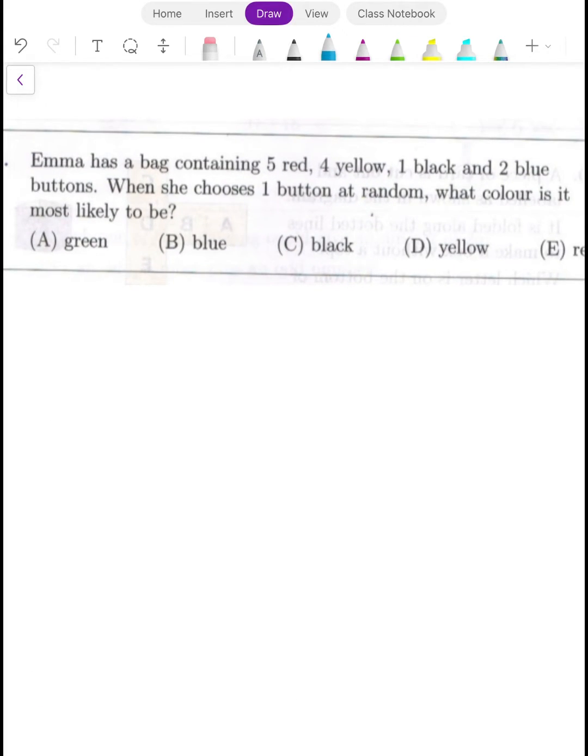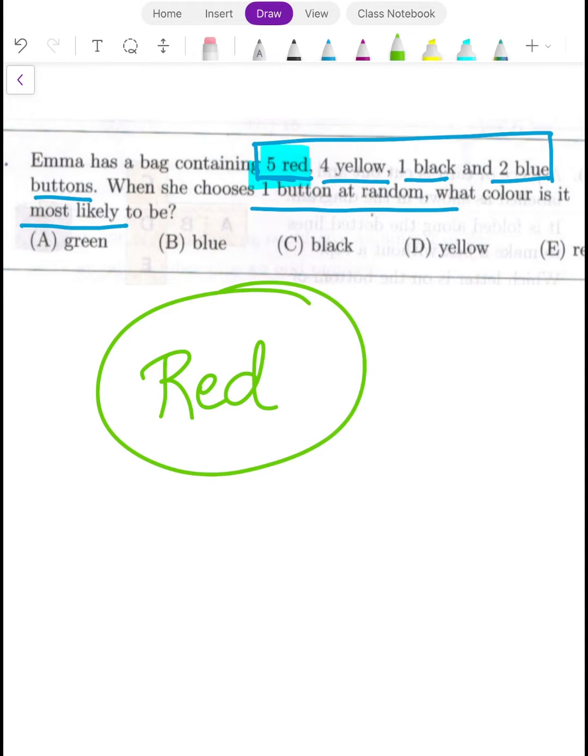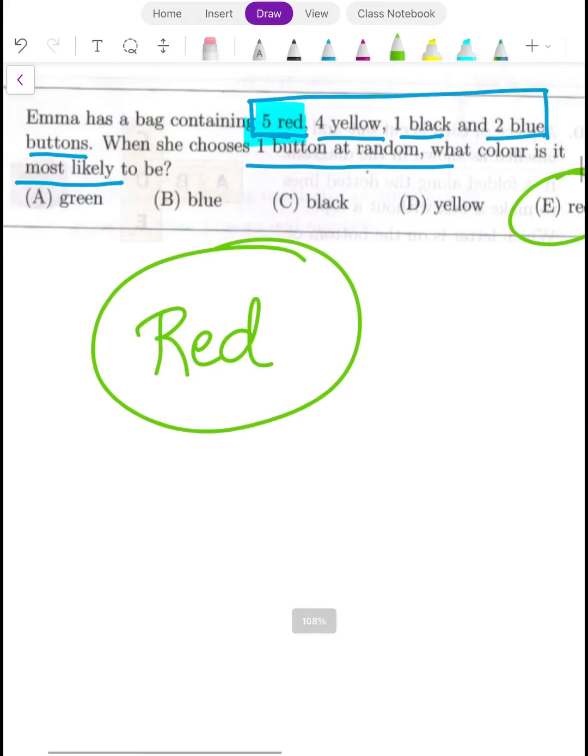All right, again. Emma has a bag containing 5 red, 4 yellow, 1 black, and 2 blue buttons. When she chooses one button at random, what color is it most likely to be? Now she's choosing at random, so the most likely color depends on how many buttons there are of each color. Since there are 5 red buttons, which are more than any other, the chance for red to be chosen is much higher than any other color. So the answer is red.